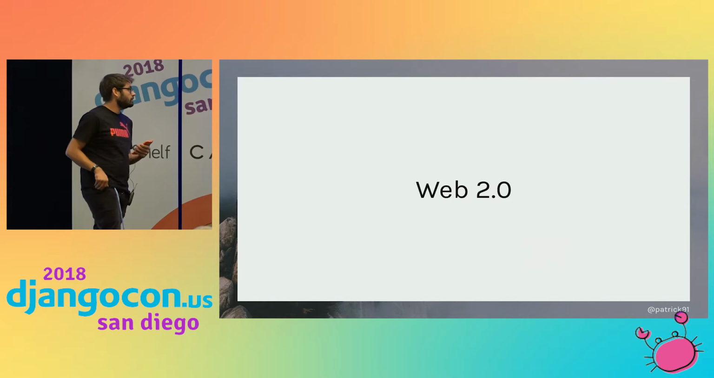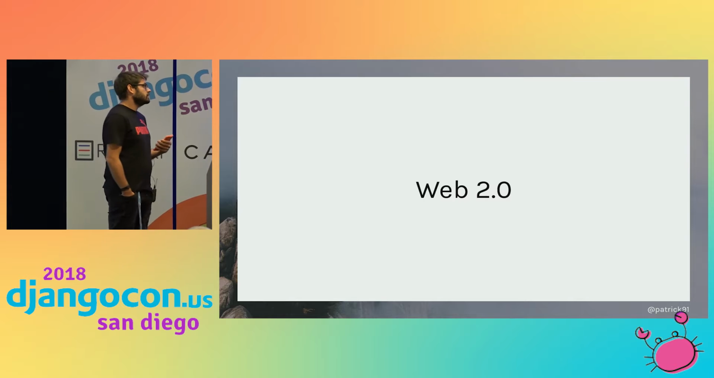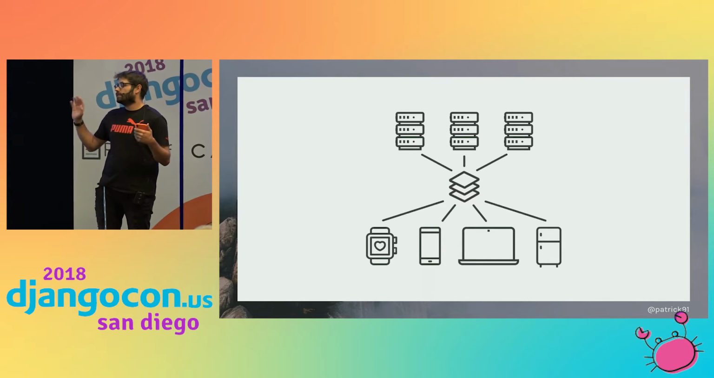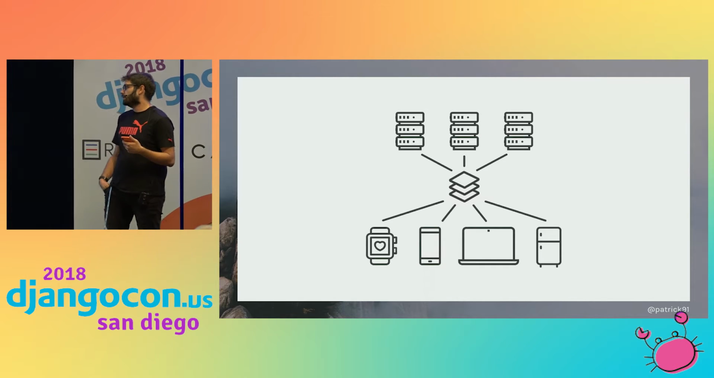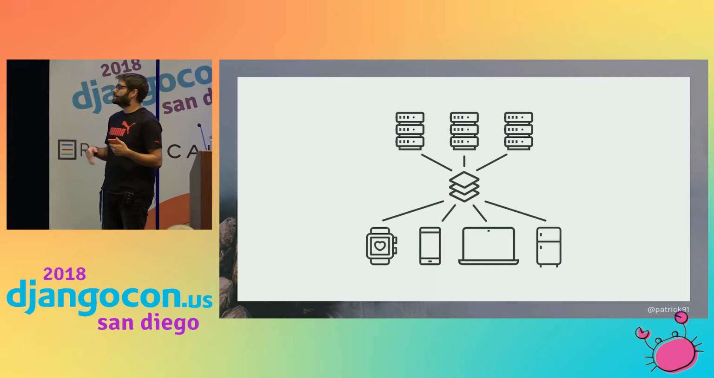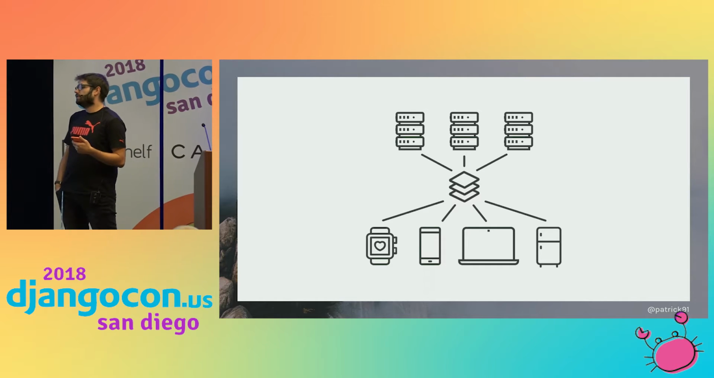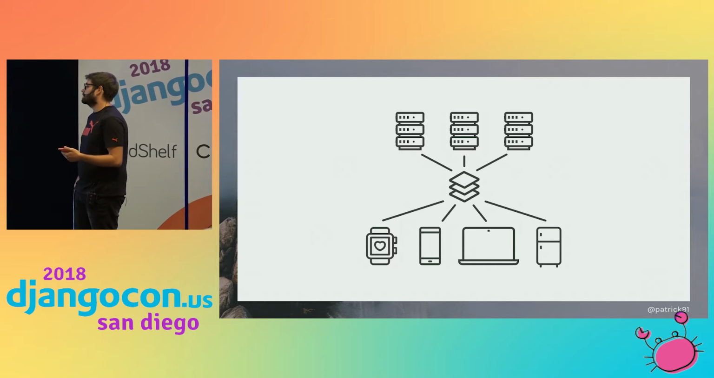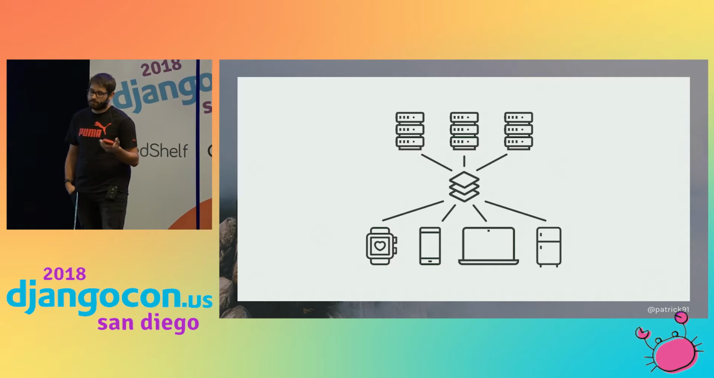But over time, the web has changed, as we all know, and the requirements have changed as well. So for example, we could have different data sources and one single backend that would handle this data and then send the data to all these clients that we can have, like smartwatches, phones, desktop devices, and even fridges these days.